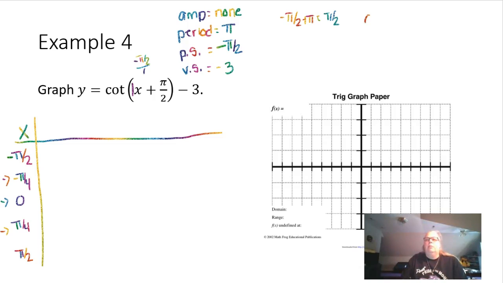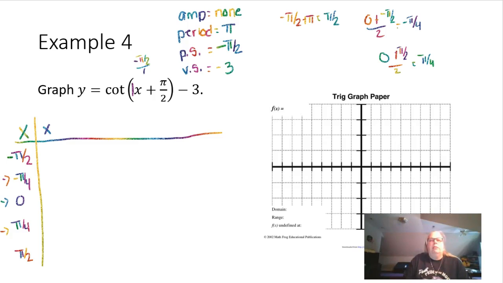And if you're wondering, all I did was 0 plus negative pi over 2, over 2, and that gave me negative pi over 4. And then I did 0 plus pi over 2, over 2, and that gave me positive pi over 4. Okay, order of operations, right here.